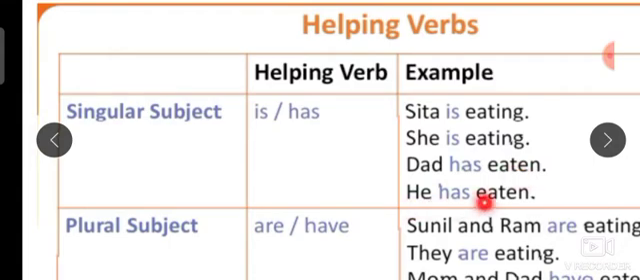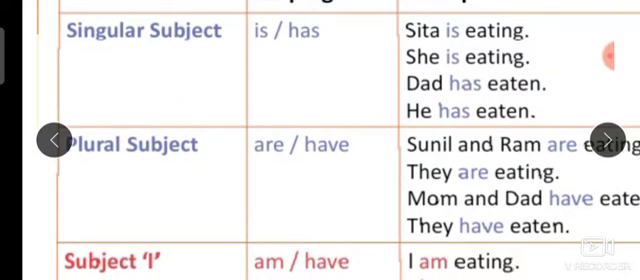So when the subject is plural, that means more than one thing or one person, we call it plural, isn't it? So we are using the helping verbs "are" and "have". So "are" is used when the action is going on, and "have" is used when the action has already been done. Okay, children?